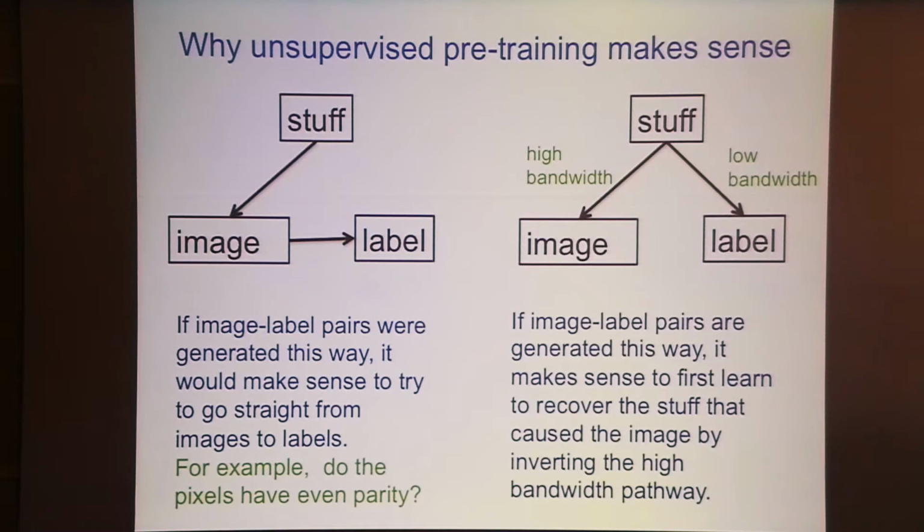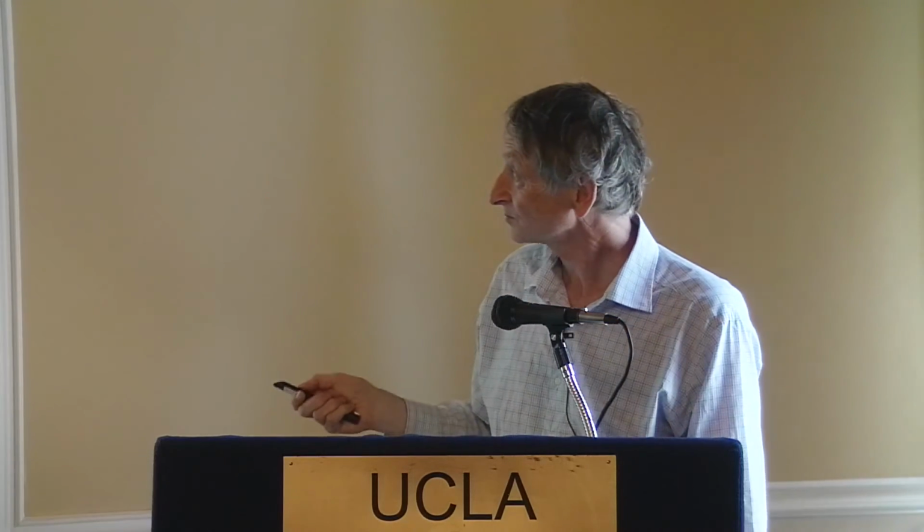What's more, the image contains hugely more information about the stuff than the label does. If you see a cow in a field, you can answer questions like, was it pointing to the right or to the left? Was it upside down or the right way up? Was it a brown cow or a black and white cow? Was it floating above the grass or standing on the grass? All sorts of questions you can answer. Were there other cows around? If I just give you the label cow, you can't answer any of those questions.